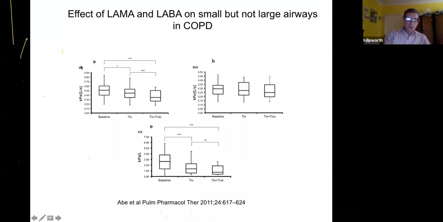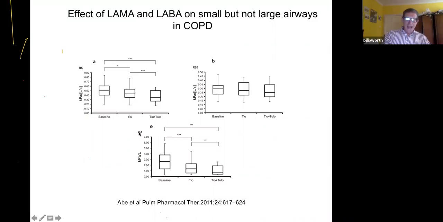Well, if you look at total airway resistance, R5, it falls with tiotropium, and then it falls further when you add in tolobuterol. But look at what happens with central airway resistance, R20. At baseline, with tiotropium, nothing happens. Add in the long-acting beta agonist, still nothing happens. So clearly what this is showing is that if you really want to know what's happening in these patients, you have to measure what's going on in the small airways.